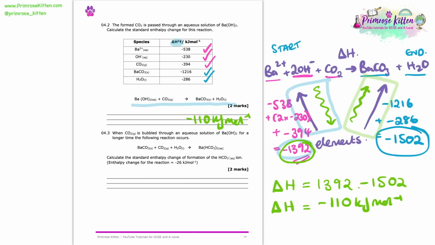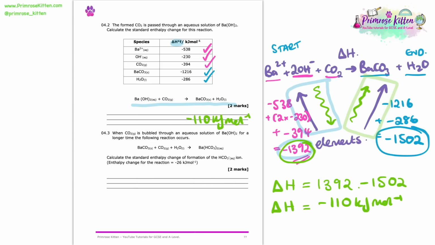So next up, we're told that when carbon dioxide is bubbled through an aqueous solution of barium hydroxide for a longer time, a different reaction occurs. And here we're asked to calculate the standard enthalpy change of formation of the hydrogen carbonate ion. In this case, we're told that the enthalpy change for this reaction is minus 26 kilojoules per mole.